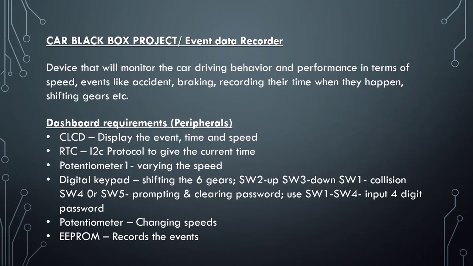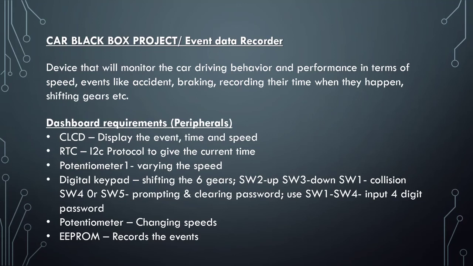So what are some of the dashboard requirements or the peripherals that were required in the car black box project? We had to utilize the CLCD, the character liquid crystal display, to display the event, whether it's a collision, an on, or an off, and then record the time that it is happening, and also the speed of the car, ranging from 0 to 99 km per hour or miles per hour.